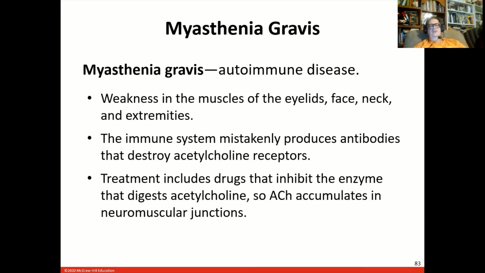Okay, myasthenia gravis. It's an autoimmune disorder. The muscles in the face, neck, arms, and legs are getting weaker because the immune system is making antibodies that destroy the receptors on the muscle for neurotransmitters. So the nerves are still sending the signal, but the muscles are worse at recognizing the signal and responding to it.